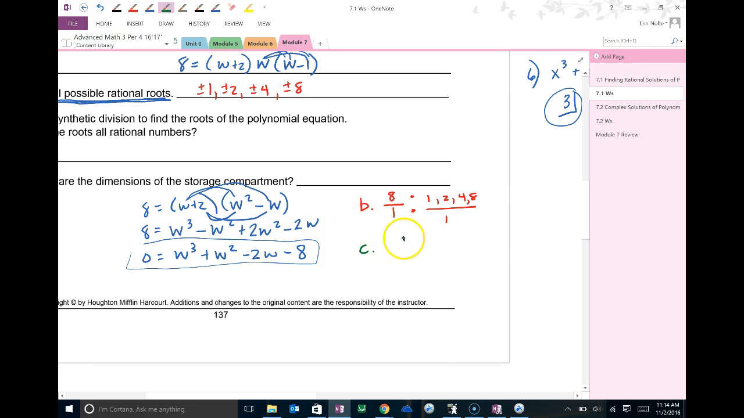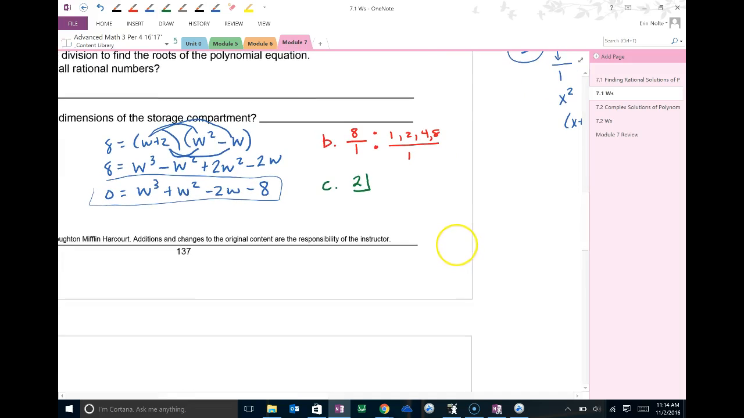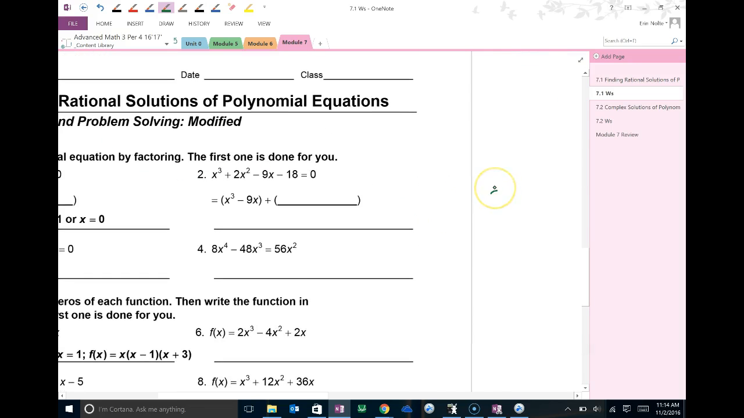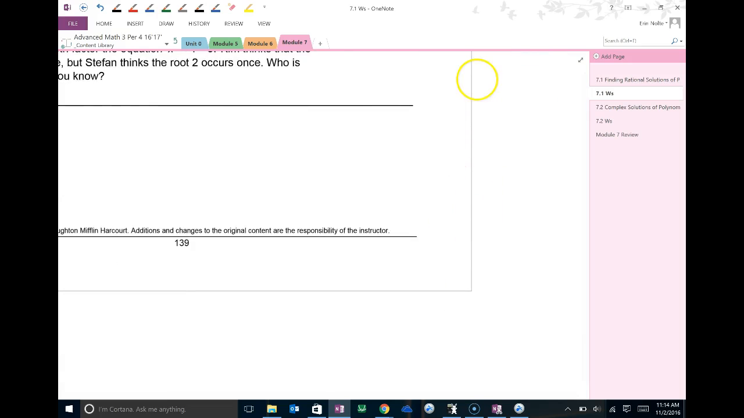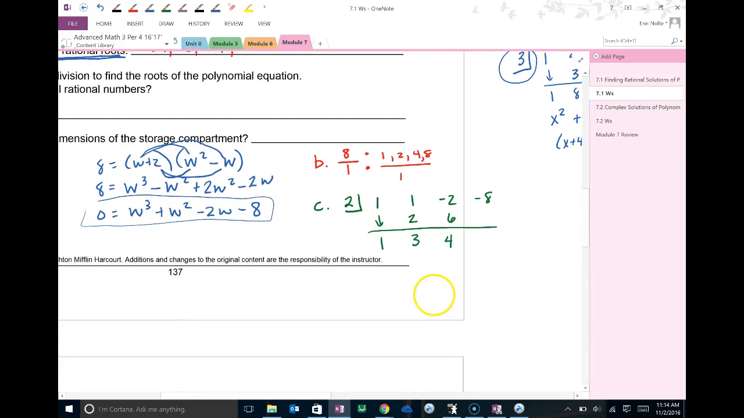So what do I do with the value of 2? Put it in the box, right? So I go 2. What are the numbers that are going to follow? 1, 1, negative 2, negative 8. So I drop the 1, and that gives me 1. And then 1 times 2 is 2, and 1 plus 2 is 3. And 3 times 2 is 6. Negative 2 plus 6 is 4, and 4 times 2 is 8. So I get a remainder of 0.